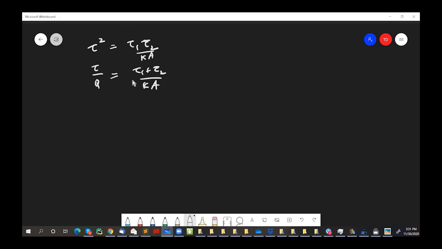So now we can solve for tau. It's exactly just the square root of the product of the two time constants divided by the loop gain. And we can also solve for Q. Q equals tau, which is the square root of tau 1 tau 2 over kappa A, divided by tau 1 plus tau 2 over kappa A. Did I do that right?